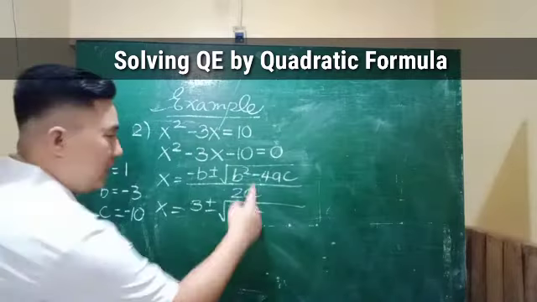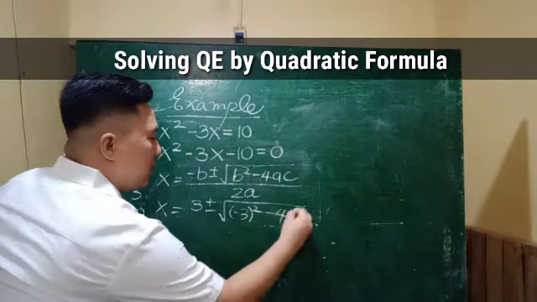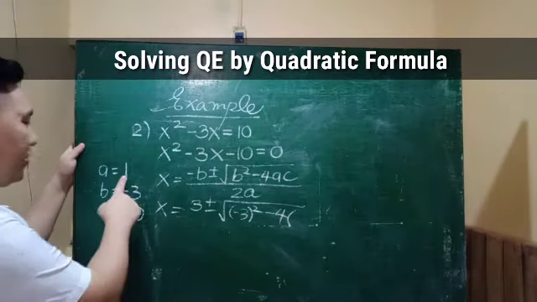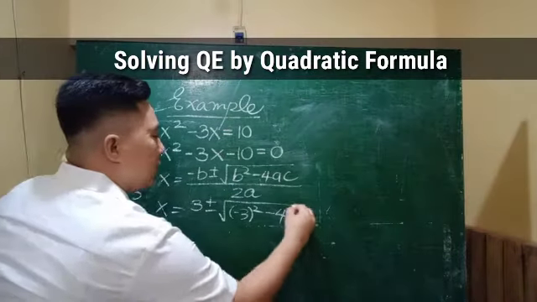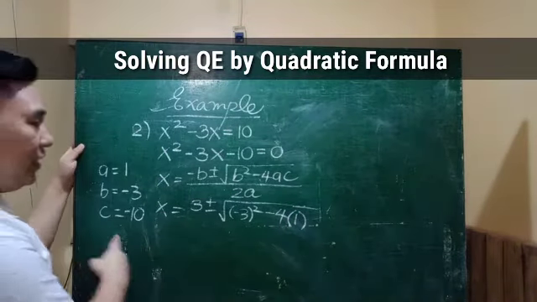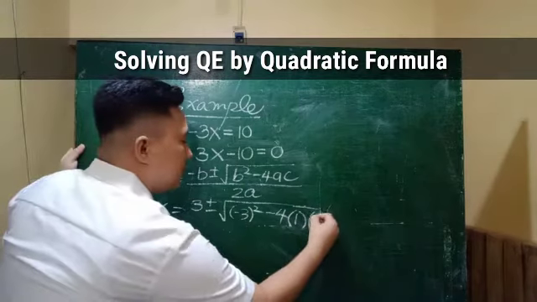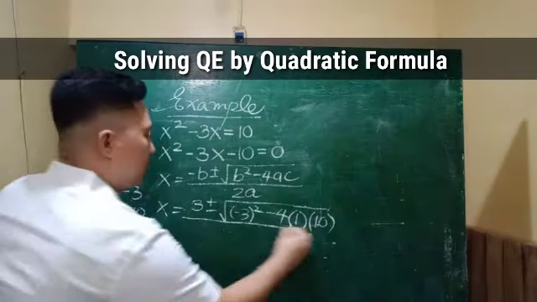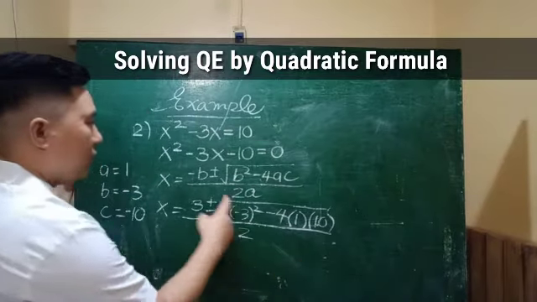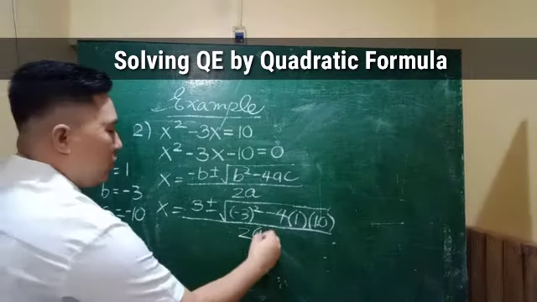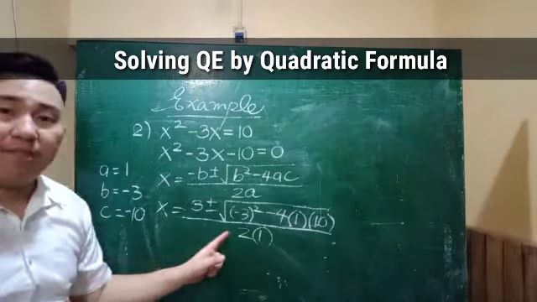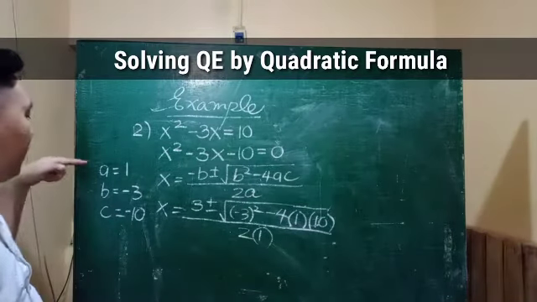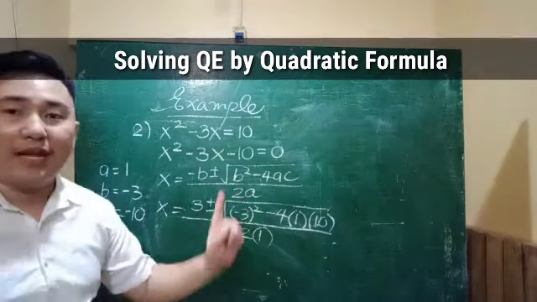Okay? Then, minus 4 times our A is 1. Then, times our C is 10. All over 2 times our A is 1. Okay? So, the next step, sinubstitute lang natin yung values ng A, B, and C sa ating formula.